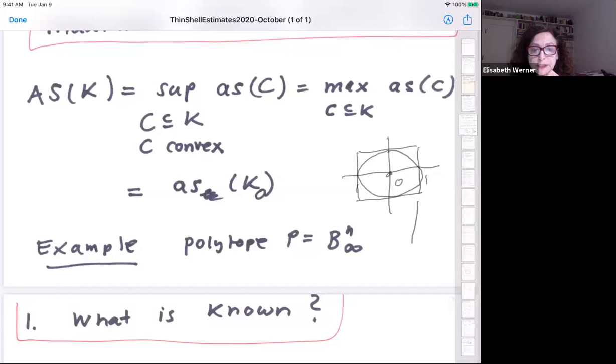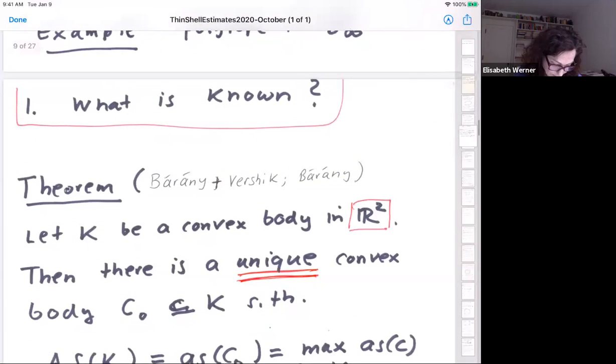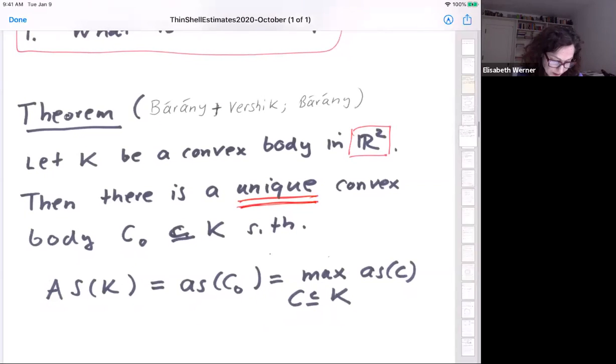Let me tell you a little bit about what is known about this maximal affine surface area. Surprisingly, the only things that are known are for convex bodies in the plane. So the first result I want to mention is a theorem due to Barany and Werner in the case of the square in the plane, and due to Barany for a general convex body K in the plane.